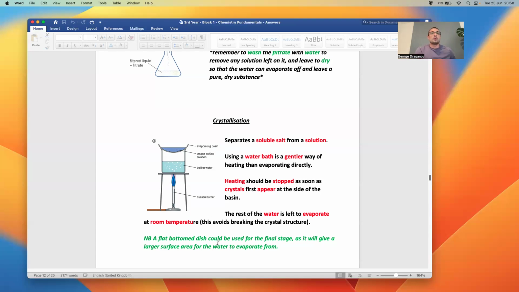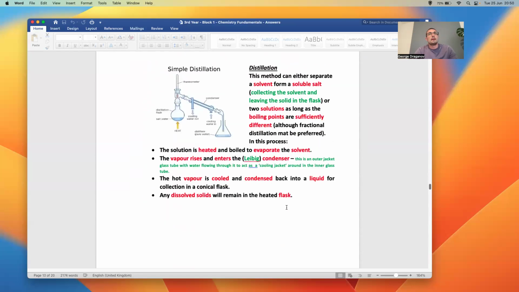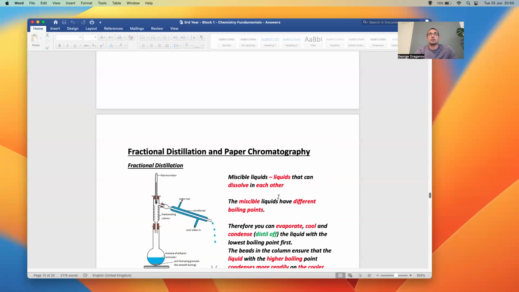You can use a flat bottom dish for this final stage because it provides a larger surface area for your water to evaporate from. The next two methods will be simple distillation and fractional distillation.